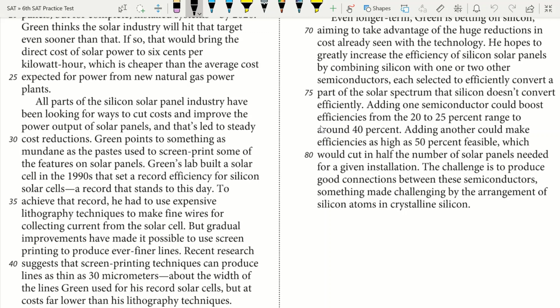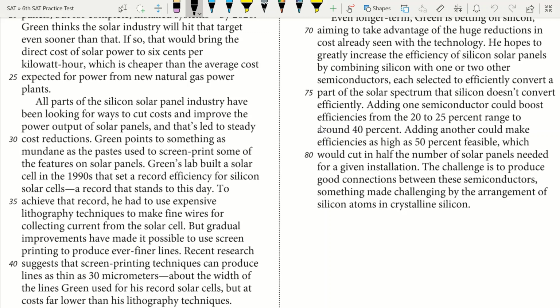All parts of the silicon solar panel industry have been looking for ways to cut costs and improve the power output of solar panels, and that's led to steady cost reductions. Green points to something as mundane as the paste used to screen print some of the features of solar panels. Green's lab built a solar cell in the 1990s that set a record efficiency for silicon solar cells, a record that stands to this day.